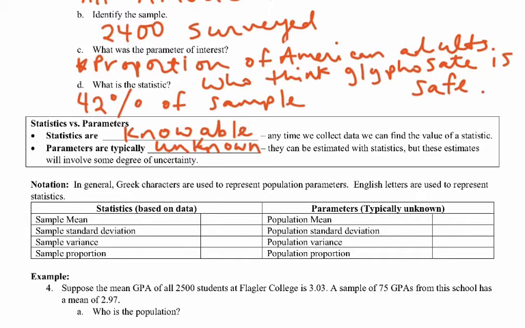In an election, we take polling data and we calculate a statistic based on our sample in a poll of what proportion of voters we think are going to vote for a certain candidate. We don't know what it's going to be for the entire population. Now, of course, after the election's over, we have the data. But ahead of time when we're making predictions, we don't know. That's another parameter that's unknown until after the election.